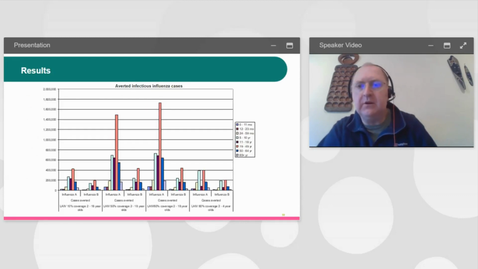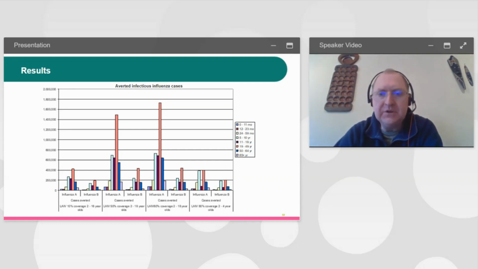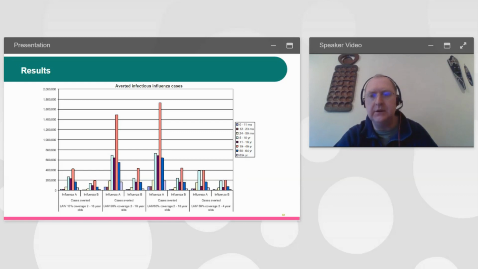The impact of vaccination is illustrated here. If you look along the bottom, there are the different scenarios that I outlined: the increasing coverage from 10 up to 80% in 2 to 18-year-olds, and then the 80% coverage in 2 to 4-year-olds. We show the number, stratified by age, of averted infectious cases of influenza, and the flu comes in two types, flu A and flu B, so that's split out.